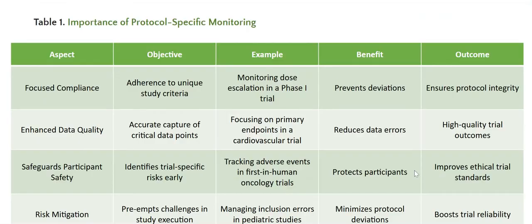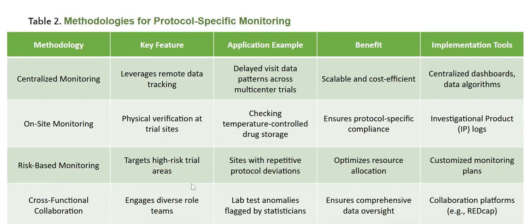Summary tables, as we have here, table one, importance of protocol specific monitoring. We have the aspect, the objective, the example, benefit, and outcome. The aspect is focused compliance. Objective is adherence to unique study criteria. Aspect enhanced data quality. Objective accurate capture of critical data points. Aspect is safeguards participant safety. Objective is identifies trial specific risks early. Aspect risk mitigation preempts challenges in study execution. Regulatory compliance, objective here ensures adherence to international standards.